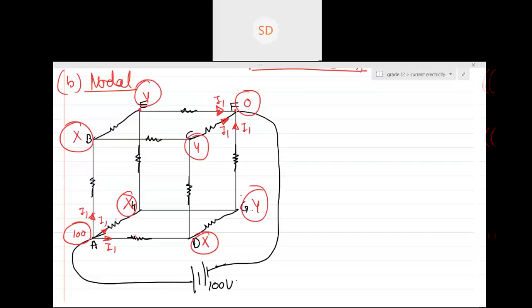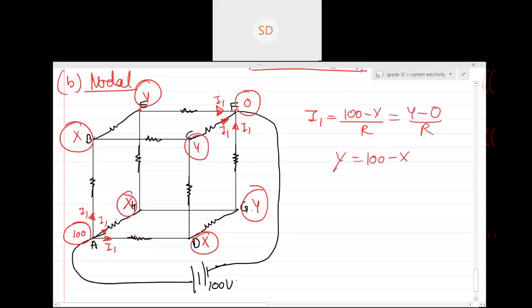How many variables, guys? 2. But about 2 could be my symmetry using the first concept of symmetry. Can you see I1 is basically (100 minus X) upon R? It should be equal to (Y minus 0) upon R. So can you see Y? Could you explain why all the 3 points will have X? Because the path was the same, it was symmetric, right? We explained this thing. The path was symmetric, the same current was going, so hence the same potential difference because of the same resistors.